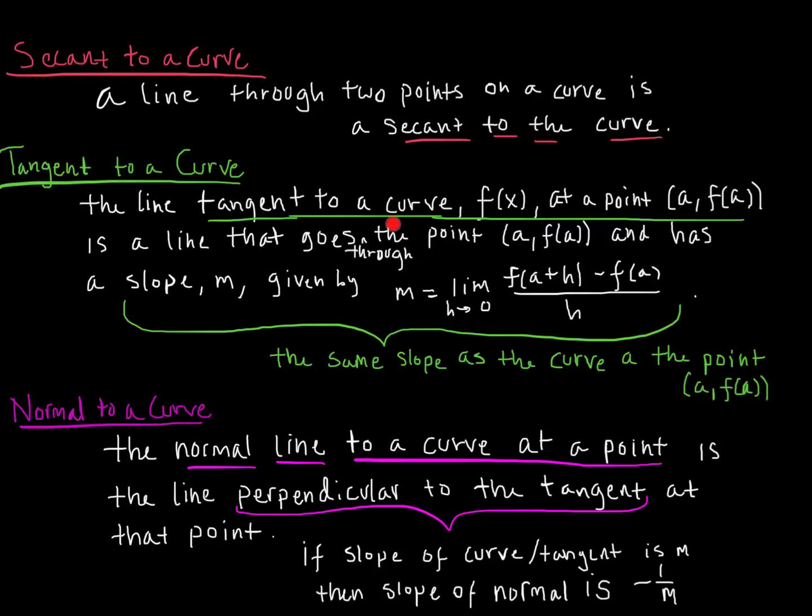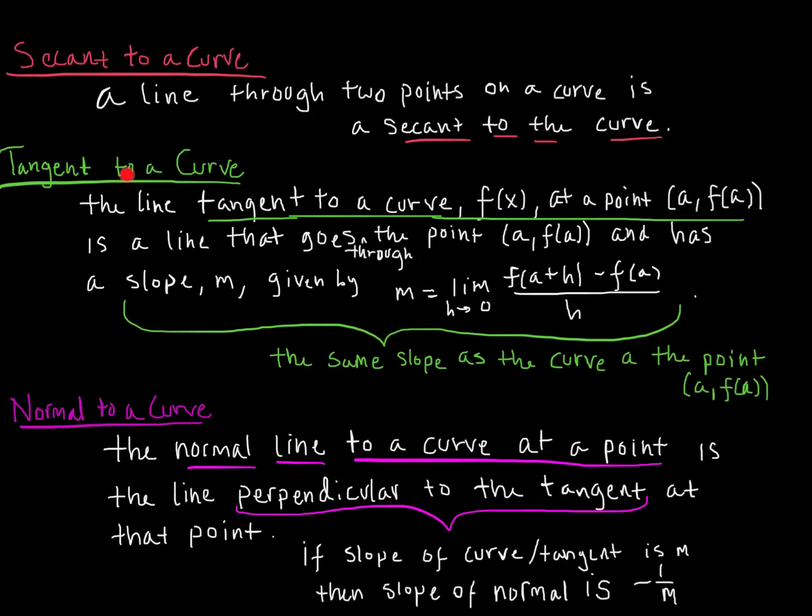The line tangent to a curve, f of x, at a point a comma f of a is a line that goes through the point a comma f of a, so it intersects that point, and has a slope m given by m is equal to the limit as h approaches 0 of f of a plus h minus f of a over h. And this slope is just the slope of the curve at that point A, right? So a tangent to a curve has the same slope as the curve at that point, okay? Now that's an important thing to remember.